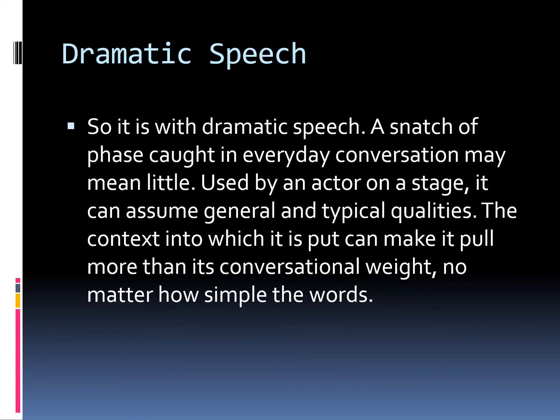Dramatic speech. So it is with dramatic speech. A snatch of phrase caught in everyday conversation may mean little. Used by an actor on a stage, it can assume general and typical qualities. The context into which it is put can make it pull more than its conversational weight, no matter how simple the words.